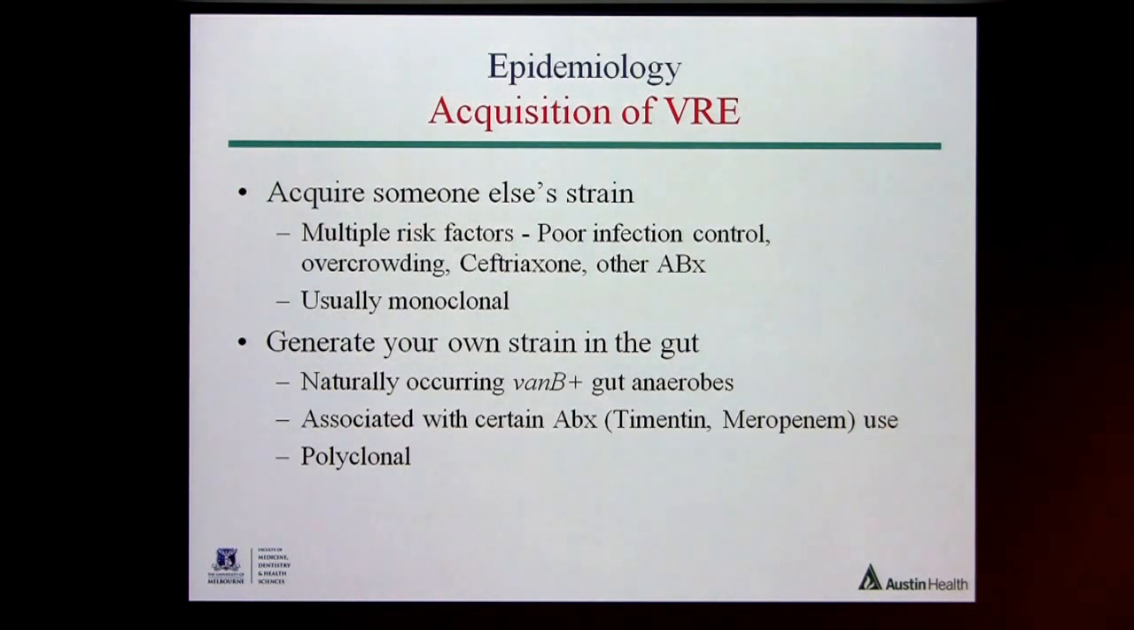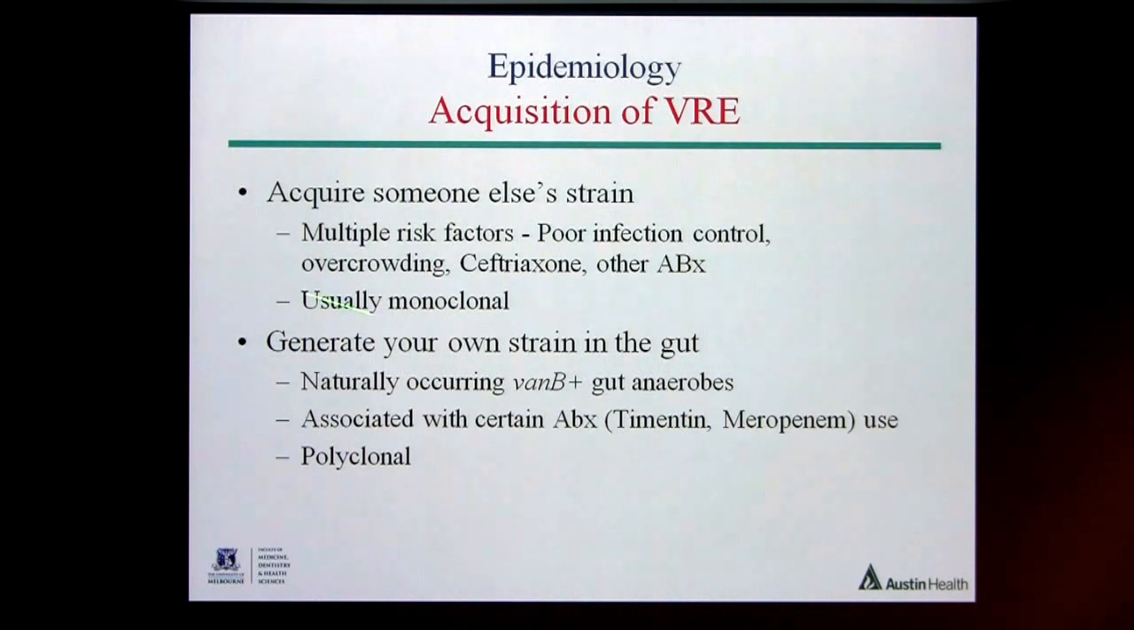The alternative is this idea that you generate your own strain, and in Australia at least, most of our strains are Van B VRE. Over the next couple of slides I'm going to discuss the complexity of this, and why it is that in Australia it's largely Van B VRE, whereas in America it's largely Van A VRE. Well, probably because in America it's largely to do with poor infection control and cross-transmission in hospitals.